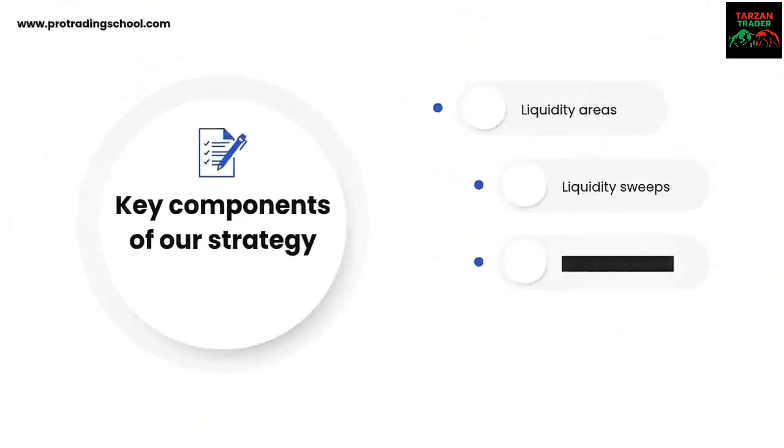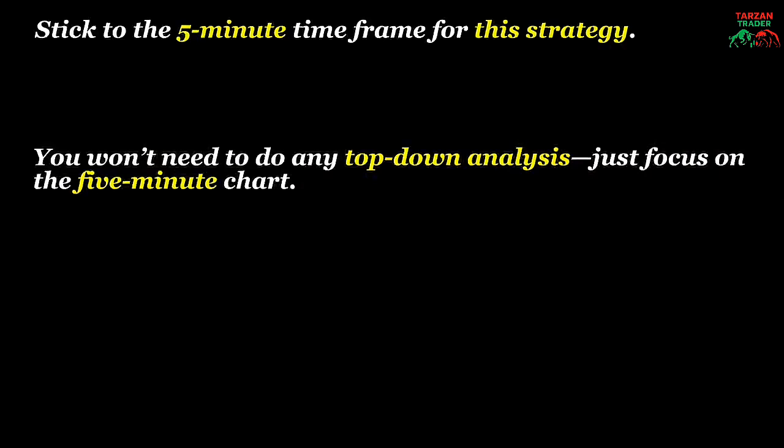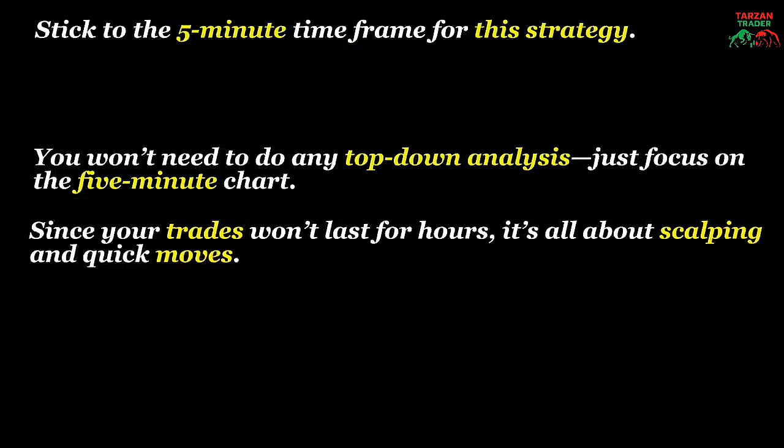Alright, now that we've covered the three key components of our strategy: liquidity areas like supply and demand zones, liquidity sweeps, and price action signals, let me quickly remind you of the steps to follow when trading this powerful scalping strategy. Stick to the 5-minute time frame for this strategy. You won't need to do any top-down analysis, just focus on the 5-minute chart. Since your trades won't last for hours, it's all about scalping and quick moves.